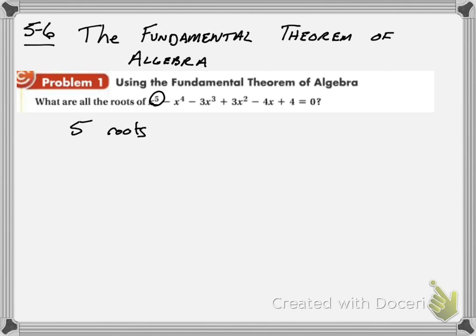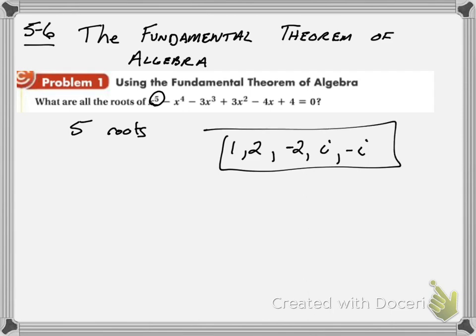It's going to give me 1, 2, -2, I, and -I. Again, that follows the conjugate. Once you know you have I, you know it's going to be -I. Okay? And that's what your calculator will give you. Hence the 5 roots and the 5 power.